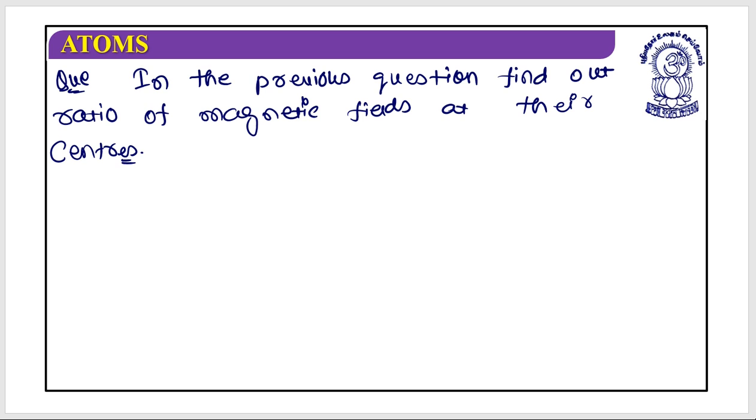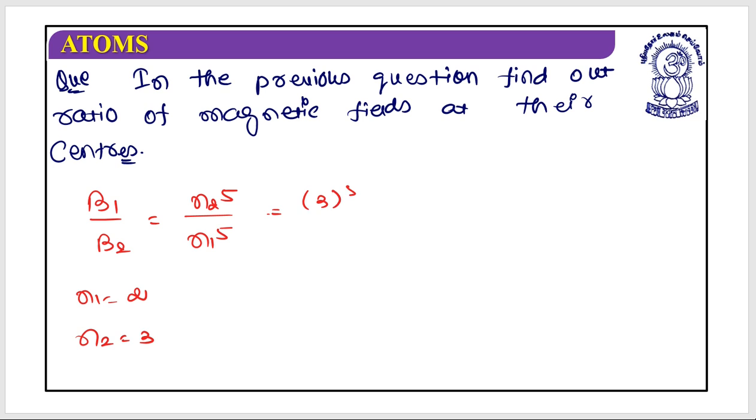So how will you do it? B1 is to B2 equals N1 to the power 5 upon N2 to the power 5. Now I have the relation N1 equals 2 and N2 equals 3. So this will be 3 to the power 5 divided by 2 to the power 5. It is something like this.